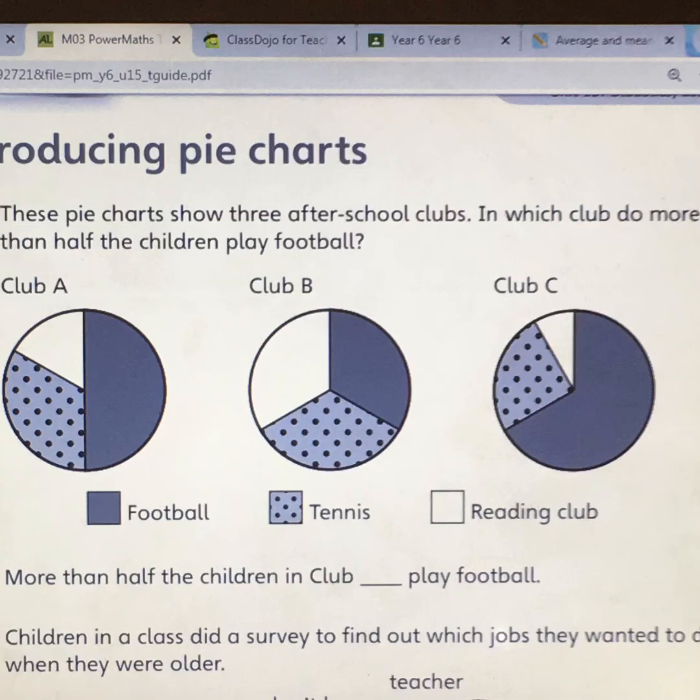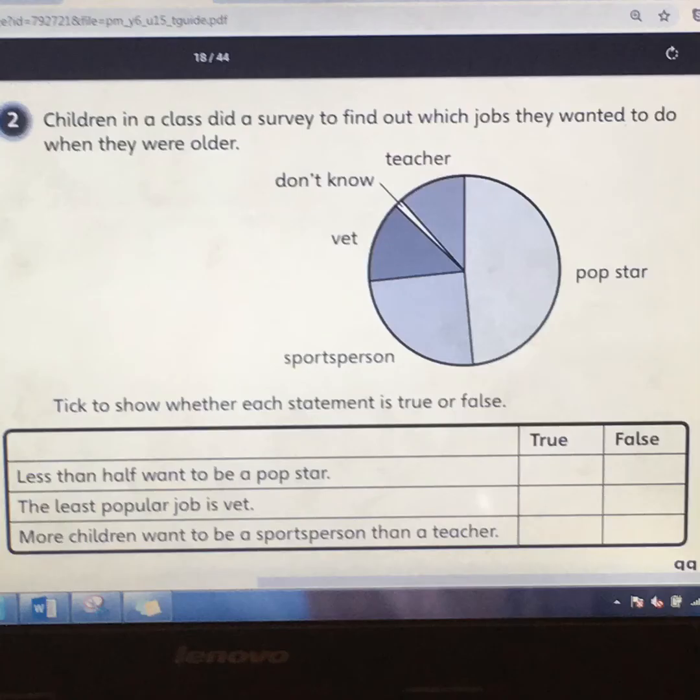Right, question 2. Children in a class did a survey to find out which jobs they wanted to do when they were older, which is interesting because it's what we were doing last week with Careers Week. So you need to tick the table at the bottom to show whether a statement is true or false. Less than half the children wanted to be a pop star. The least popular job was a vet, and more children wanted to be a sports person than a teacher.